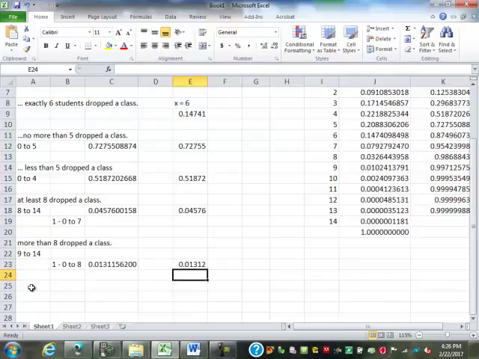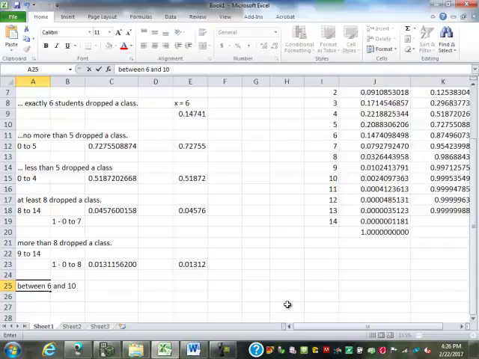What if we want to know what's the probability that between 6 and 10, we're going to put inclusively, dropped the class. Inclusively means the 6 and the 10 are included. So here we're going from 6 to 10.